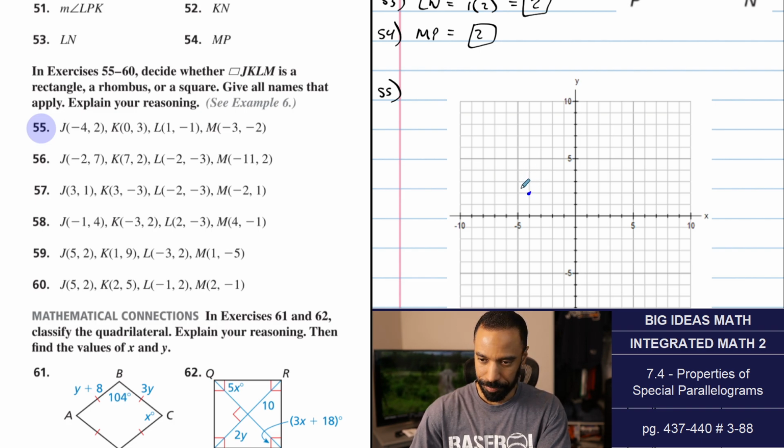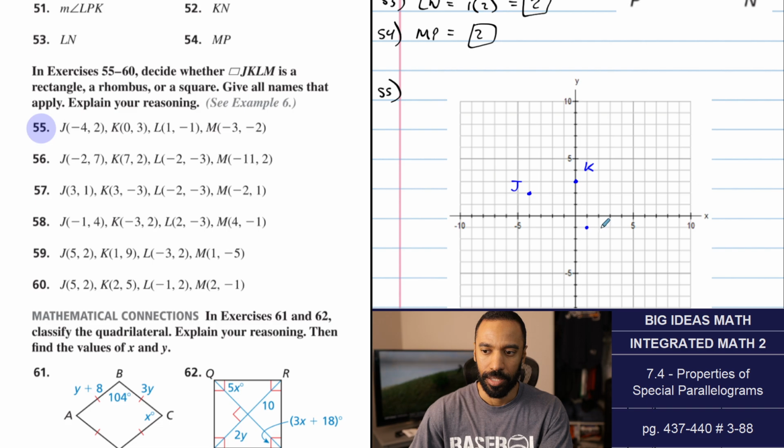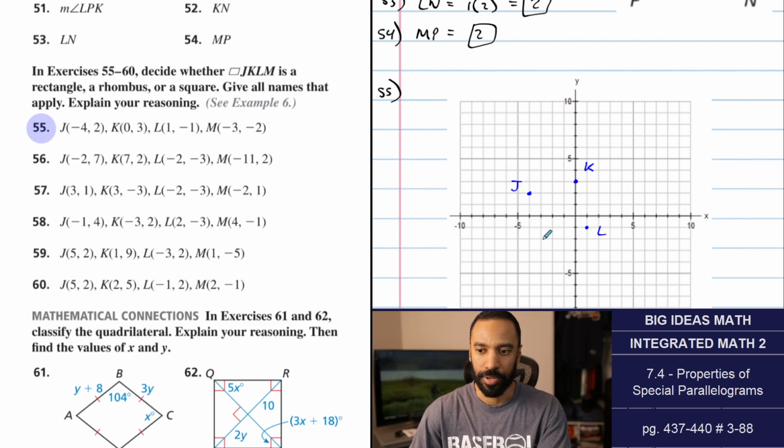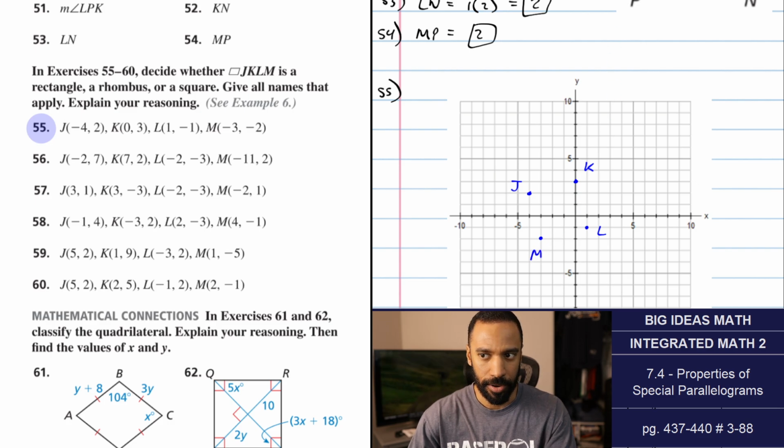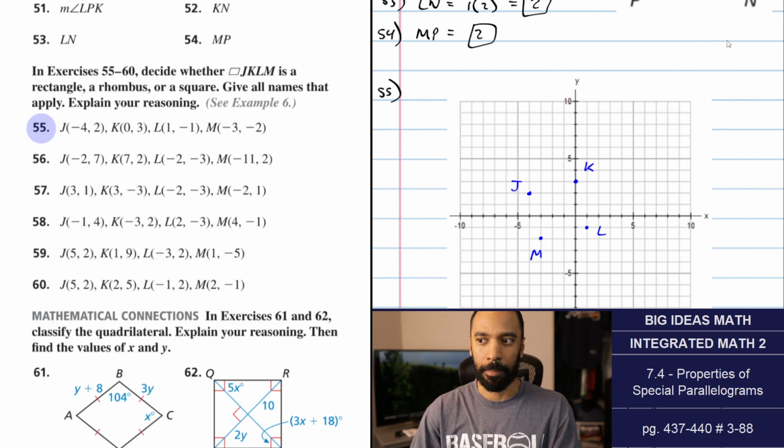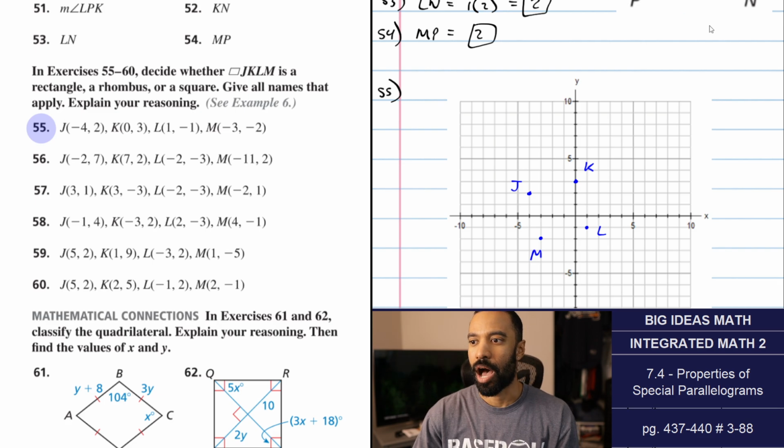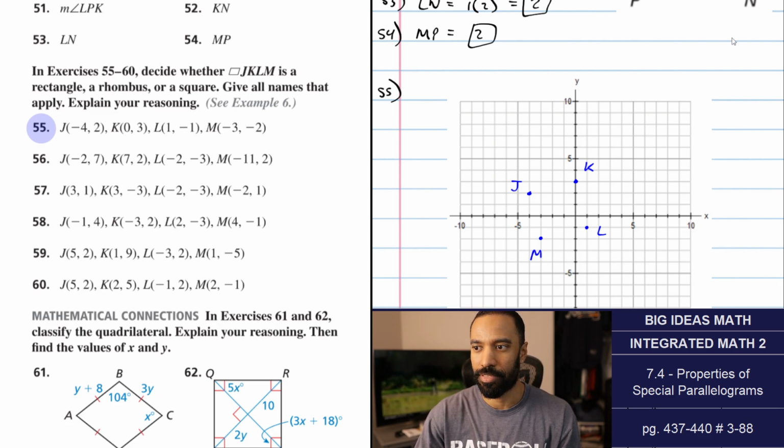So J is at negative 4, 2. K is at 0, 3. L is at 1, negative 1. And M is at negative 3, negative 2. And keep in mind, they already told you that it is a parallelogram. I don't need to test for opposite sides parallel, opposite sides congruent, nothing of that sort. I also know that the diagonals are going to intersect at a midpoint together, all that kind of stuff.